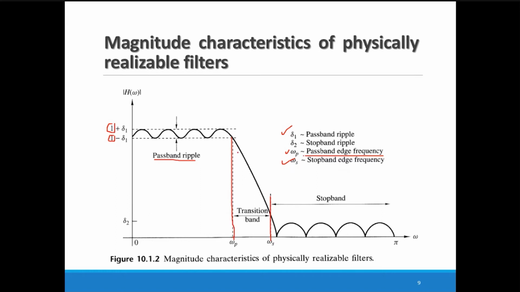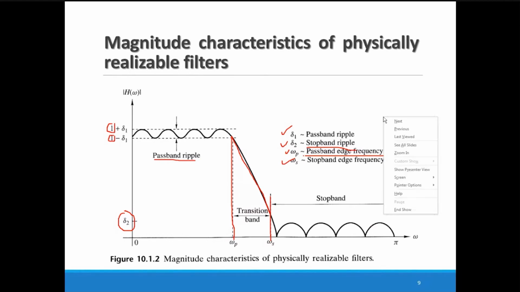As we have discussed, instead of a sharp cutoff, you are moving from the passband to the stop band in a gradual way. This particular region is known as the transition band, as the characteristic makes the transition from passband to stop band, but not abruptly. Also, due to that transition, we are getting the stop band ripple. Here delta 2 is the ripple in the stop band.